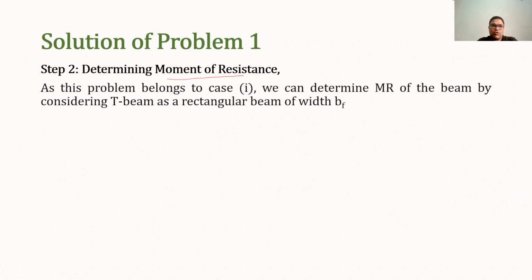As our problem belongs to case 1, we can now determine the moment of resistance of the beam by considering the T-beam as a rectangular beam. When we consider our T-beam as a rectangular beam, it means we can use all the moment of resistance formulas of rectangular beam for this T-beam by taking B equivalent to BF. BF is basically the width of flange. As our section is an under reinforced section, we have the moment of resistance formula, this one.